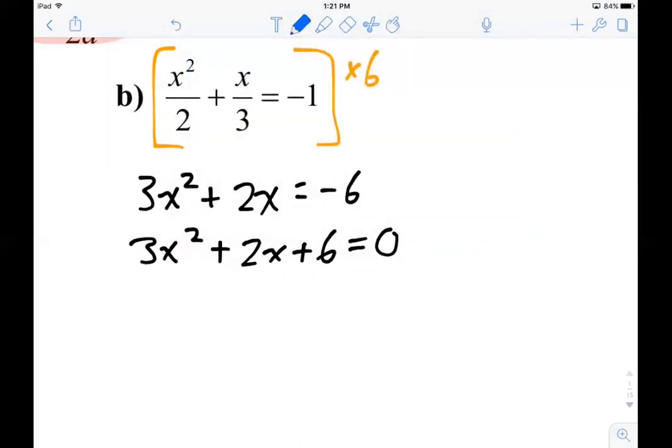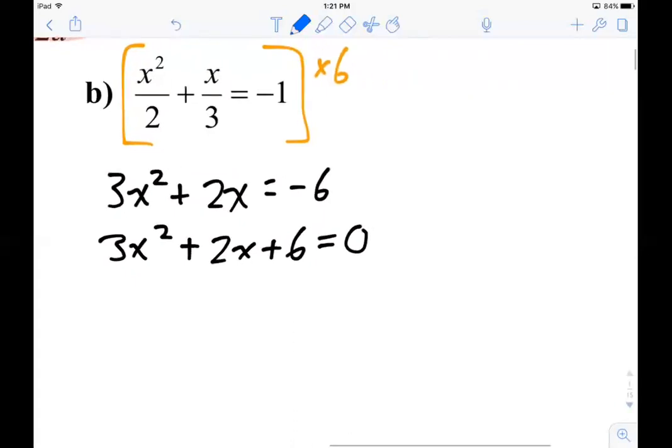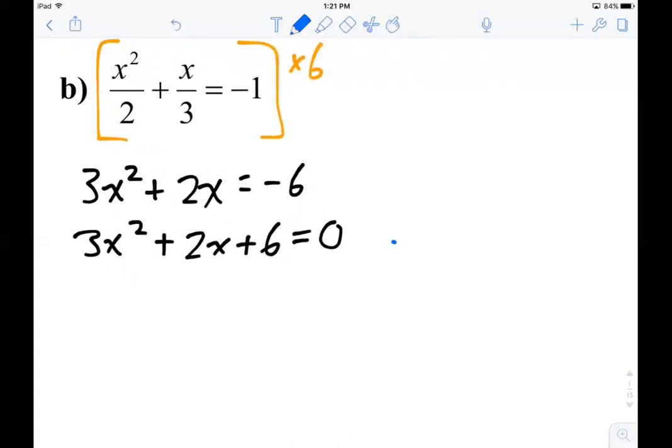What does that tell me? Well, it tells me that A is equal to 3, B is equal to positive 2, and C is also positive, it's equal to 6.